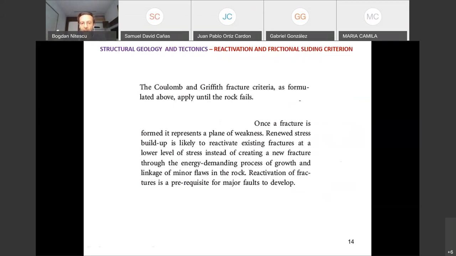Yeah, that's the idea. So what nature will do, instead of creating new fractures, because to create a new fracture you need more energy, whereas to slide on a pre-existing fracture, it's less energy. So this will be the path taken by nature. Yeah, that's how things are in the physical world.